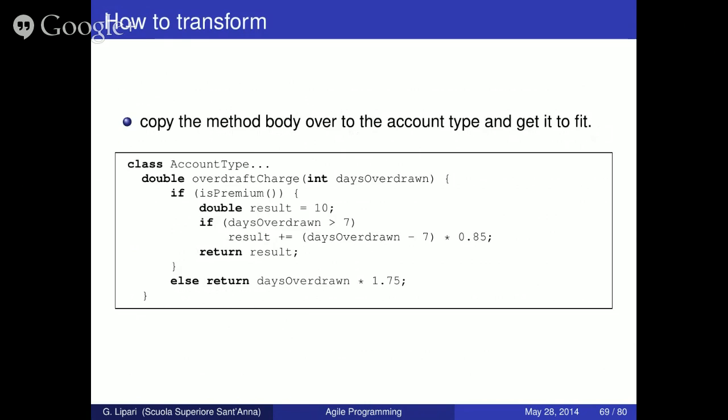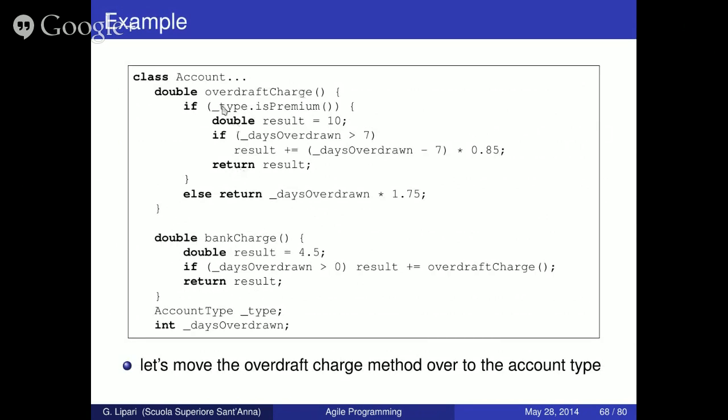So first of all, overdraft charge uses type, and that's not a problem because we are going to move this into type. It uses result, which is a local variable, so no problem, this will come with us. It uses days overdrawn, which is a member of account. So days overdrawn needs to become a parameter because the function is going to be moved into account type. And so since it's going to check for days overdrawn, we need to pass this as a parameter.